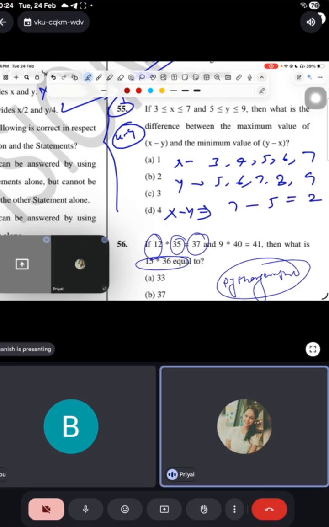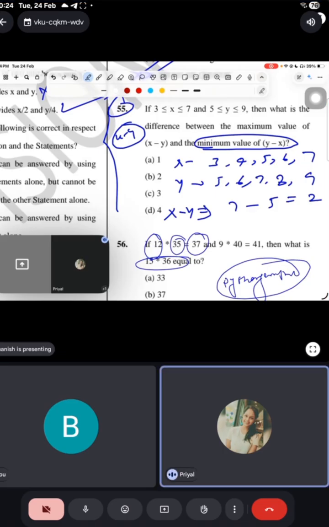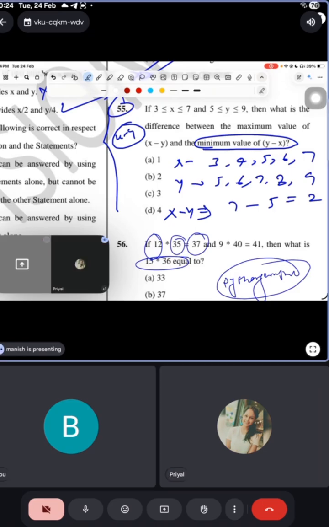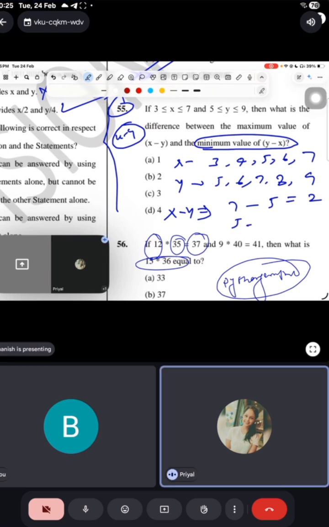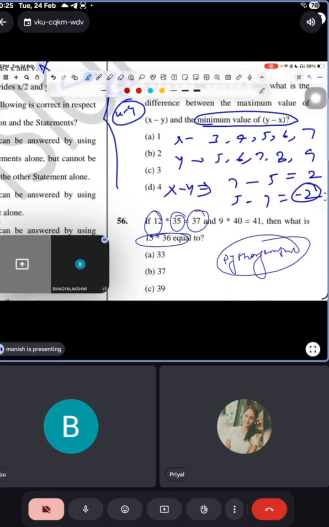Minimum value of y minus x means for y we have to take 5, no more than x. So 5 minus... and x maximum value will be 7. So it is minus 2, actually not 2, minus 2. Now we have to find the difference. So x value is 2 and minus 2 and minus 2. So it will become 4.